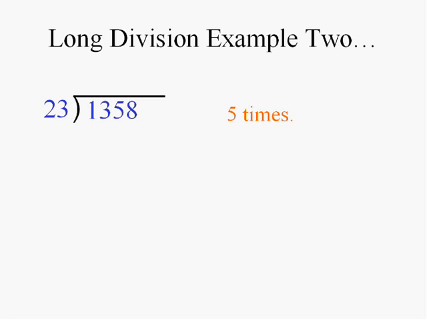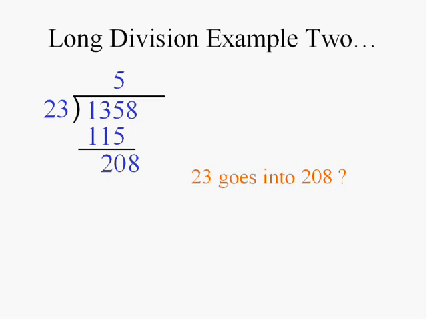So what do I do with the 5? First of all, I write it in the appropriate spot. Note where you wrote it, above the 135, not above the 13 or above the 1. Okay, I write it, I multiply 5 times 23, it's 115, and then I subtract. And I bring down the next digit, which is the 8. Now, 23 into 208. Well, once again, you could use your calculator at least to know what number to put here. It goes in 9 times.